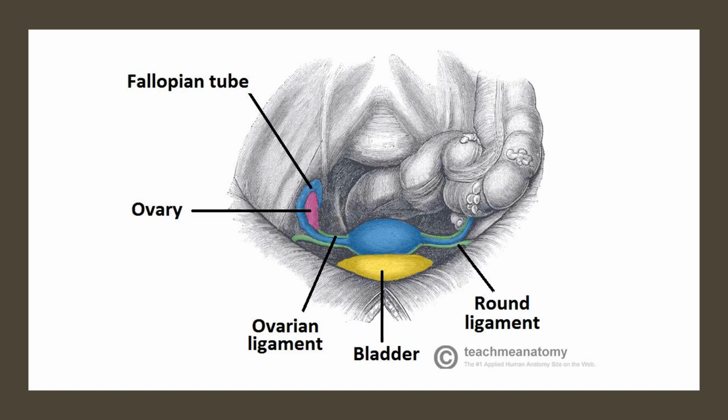This is the anterosuperior view of the female reproductive system. So this is the fallopian tube, ovarian cells, ovary, ovarian ligament. Ovarian ligament is the ligament which stretches from the ovary to the body of the uterus. Bladder and the round ligament.